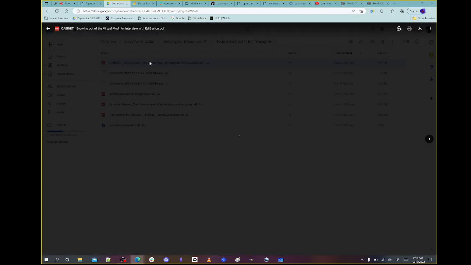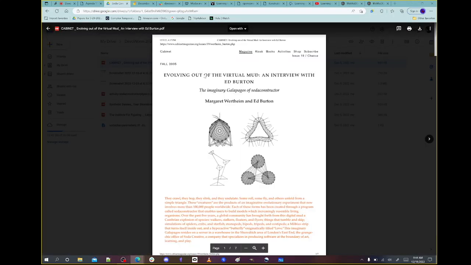There's this article. It's an interview with Ed Burton, called Evolving Out of the Virtual Mud. This talks about the different types of Sodaconstructors that people had built over the years. There are all these walkers and different types of spinning structures and things like that.